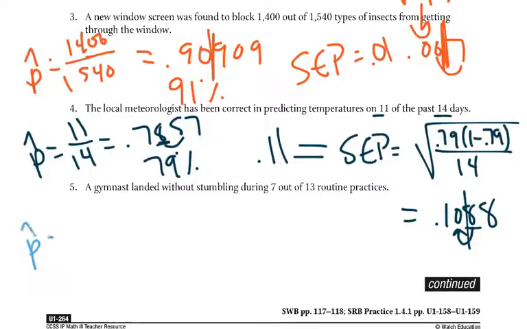Okay, number 5, a gymnast landed without stumbling during 7 out of 13 routine practices. So p hat would be 7 over 13, which would give me 0.538, so round that up to 54%.